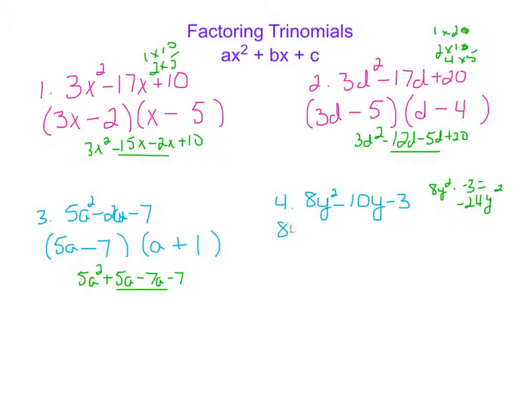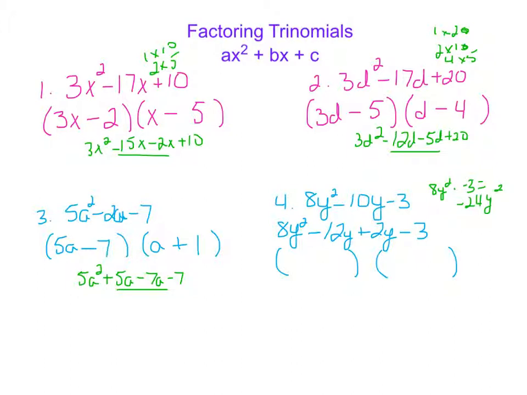So I could rewrite this as 8y squared. Instead of having negative 10, well, those factors would be negative 12 and a positive 2. They multiply to give me negative 24y squared and subtract to give me negative 10. And then bring down your minus 3. Okay, so no GCF. Well, there was no GCF in our original problem. So that's why we had to go with this option. All right, go ahead and make your 2 sets of parentheses.